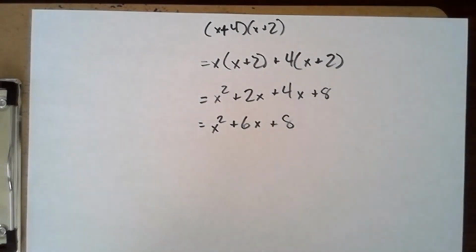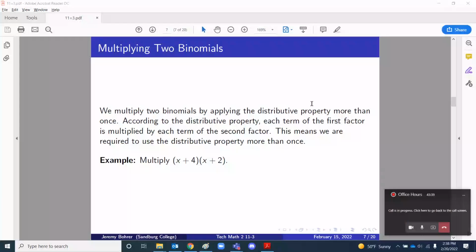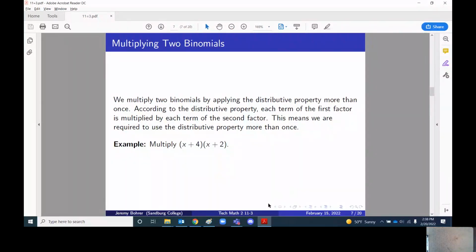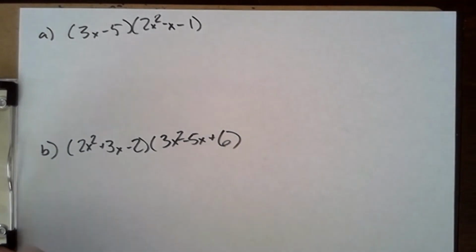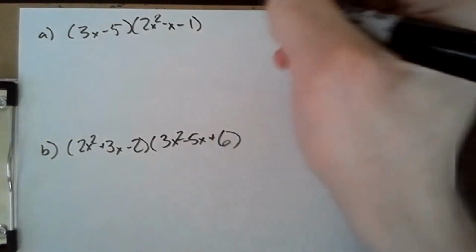Next up. Our next problems involve doing the same sort of thing, but now we're multiplying a binomial by a trinomial. We've got 2 of these to do. So our first one is 3x minus 5 times 2x squared minus x minus 1.